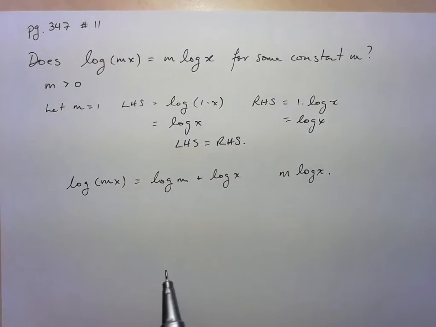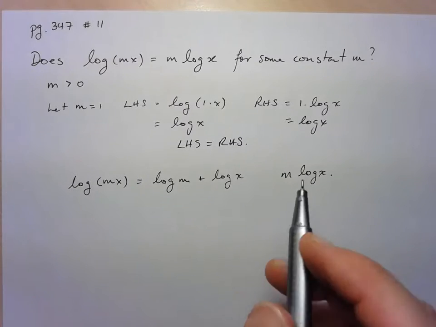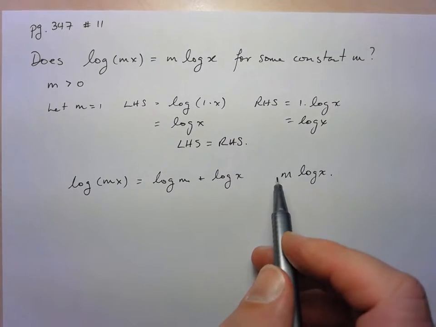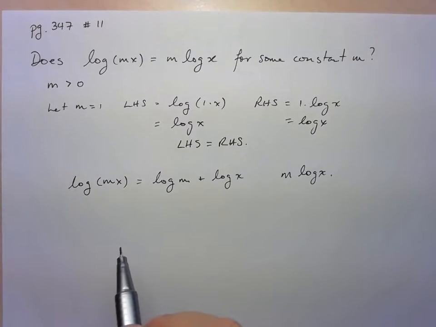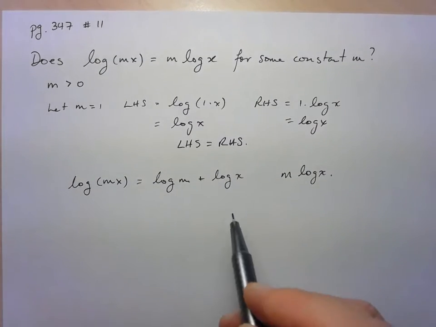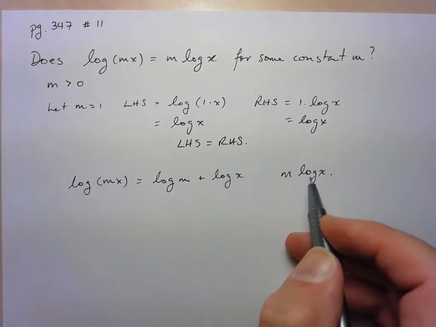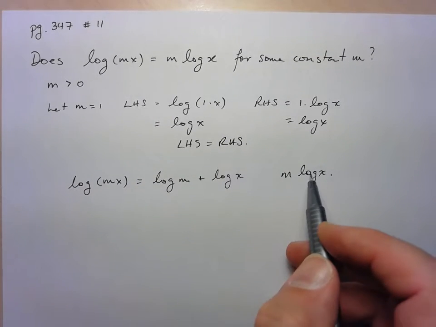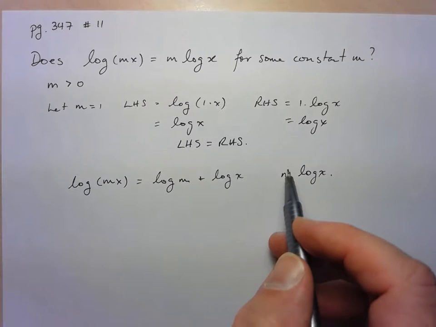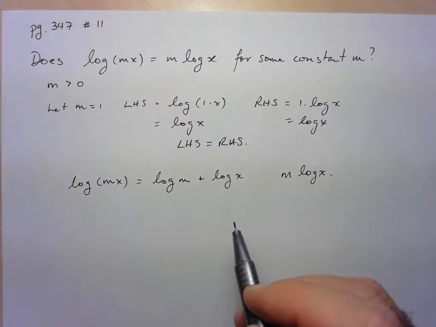I think they suggest that we can also use a graphical reasoning here, and I think that's what I'm going to do. Remember that m represents a constant, so m is just some number, log m is just some number, but x can take on any valid value, in this case anything that's positive. I'm going to think of log x as being a function. Let's look at this right hand side. I'm multiplying log x by some number. So graphically, this can be thought of as a vertical stretch.